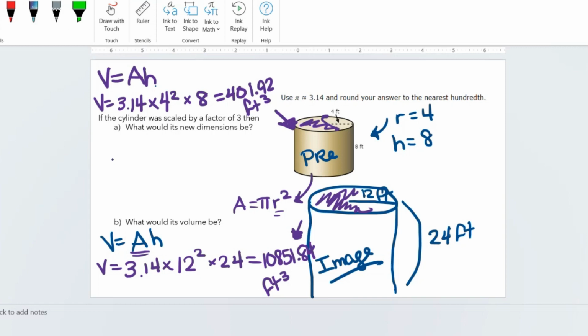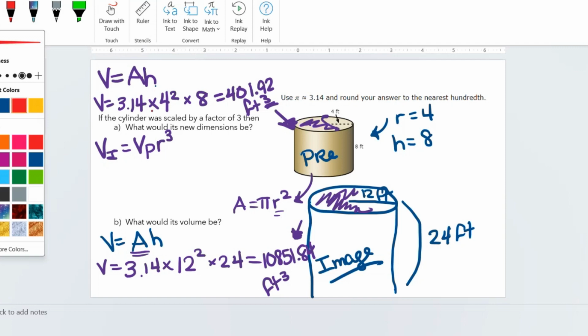But we can have a formula much like we did for the scaling principle of area. What we can find out is that the volume of the image is going to equal the volume of the pre-image times the scale factor. Instead of squaring it like we did for area, we're going to cube it, because you can see we use cubes when we're talking about volume. We're talking about 3 dimensions.